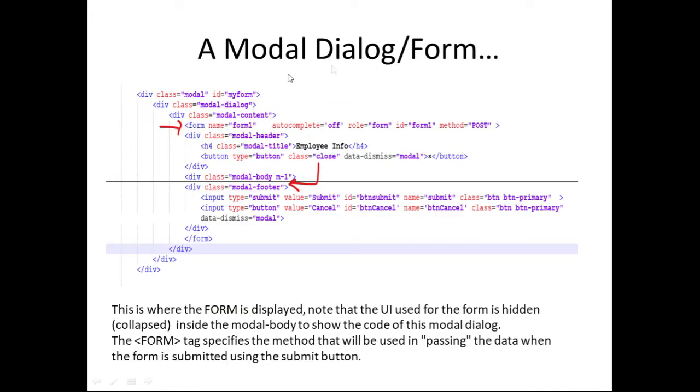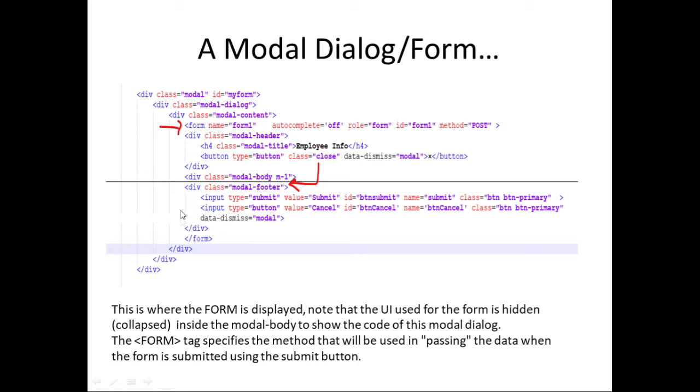Then we have the modal dialog form. So this is my modal dialog form. We have class modal-dialog, modal-content, and then we have here now the form, from this to this. The content contains the modal header, so we have the employee information, or the title, and the button to close, the X button that will be used to close the modal dialog. And then we have the modal body, but you notice a line here because I collapsed the modal body first, because I'm going to show the contents of the modal body later.